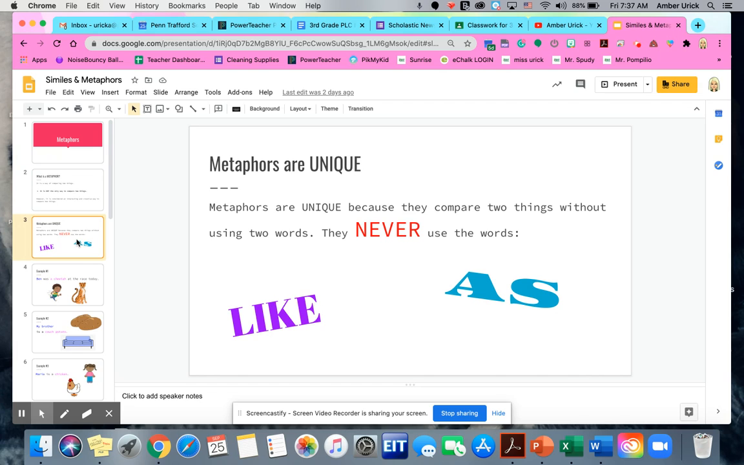Here's the most important slide about metaphors. Are you listening? Metaphors are unique, and they are unique because they compare two things without using these two words. They never, ever use the two words like or as. Did you hear that? Never. They never use like or as. Are you ready for some examples?